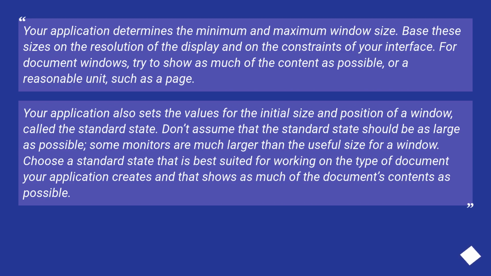For document windows, try to show as much of the content as possible, or a reasonable unit, such as a page. Your application also sets the values for the initial size and position of a window, called the standard state. Don't assume that the standard state should be as large as possible. Some monitors are much larger than the useful size for a window. Choose a standard state that is best suited for working on the type of document your application creates, and that shows as much of the document's contents as possible.